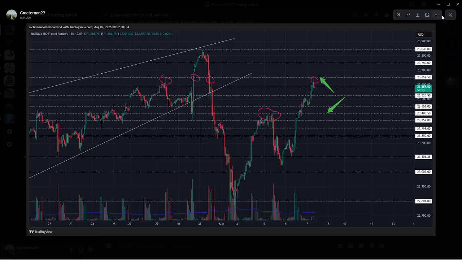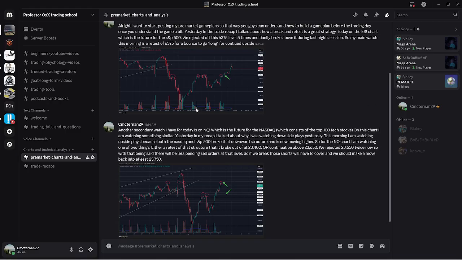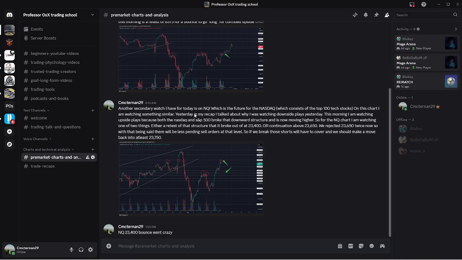That didn't happen. And then my other watch here, so the NQ, watching one of two things, either retesting that structure that it broke out of at 23,400, and that's the trade that I made money on. And then the other two trades, one was not in my game plan that lost, and then another was in my game plan that lost. So it should have been a one-on-one day, but it is what it is. You live and you learn.